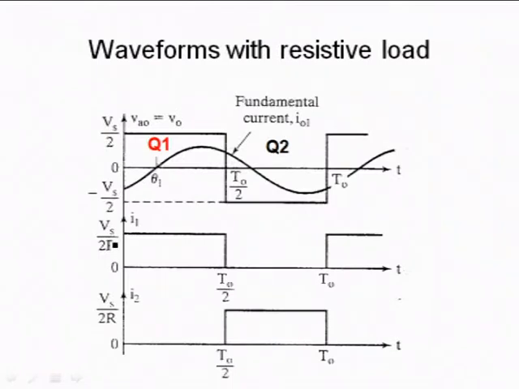So, waveforms with the resistive load. This is the waveform of output voltage. This is plus Vs by 2 when Q1 is on. I marked here, this is Q1. When Q1 is on, the output voltage is Vs by 2.